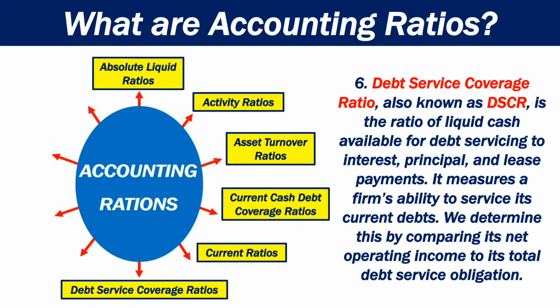6. Debt service coverage ratio, also known as DSCR. This is the ratio of liquid cash available for debt servicing to interest, principal, and lease payments. It measures a firm's ability to service its current debts. We determine this by comparing its net operating income to its total debt service obligation.